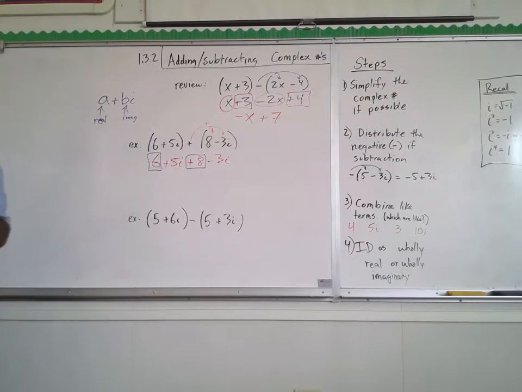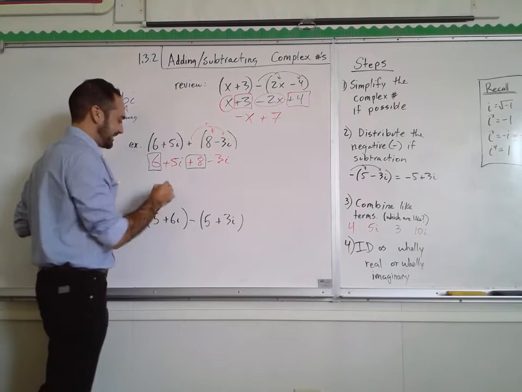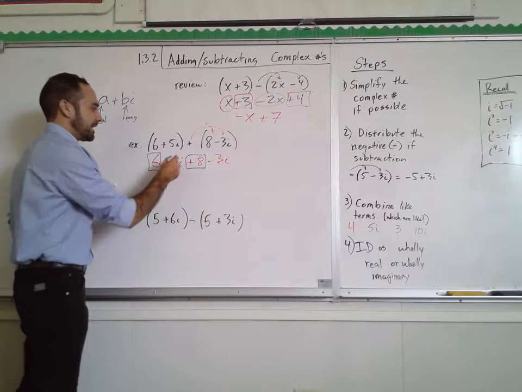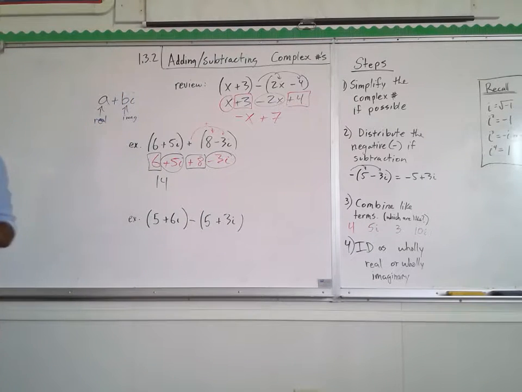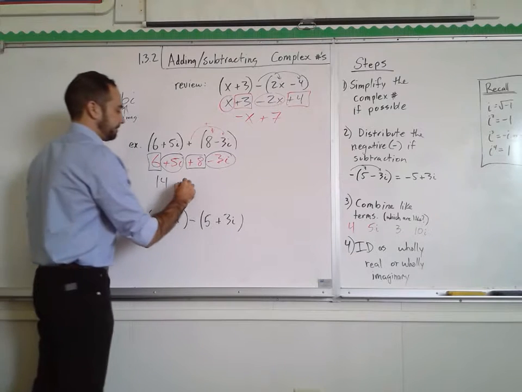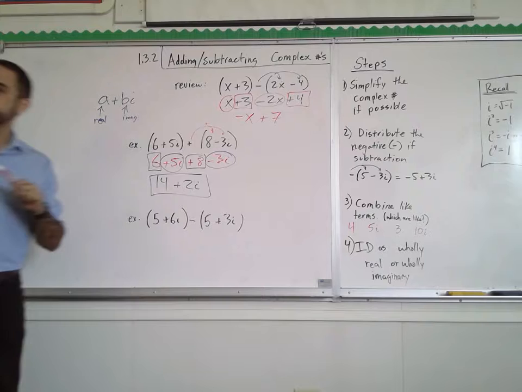So I'm going to first look at my real numbers because those have to go first anyway. What's 6 plus 8? 14. All right, what's 5i and negative 3i? 5 minus 3? 2. And that would be my answer.